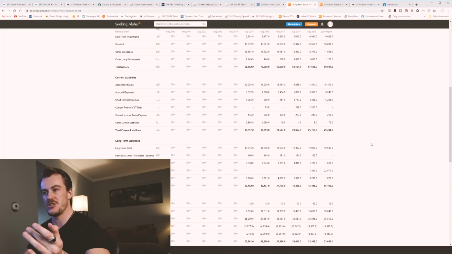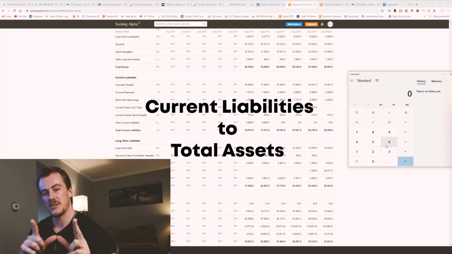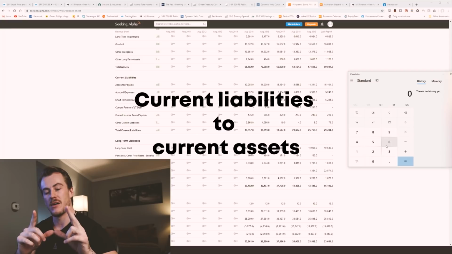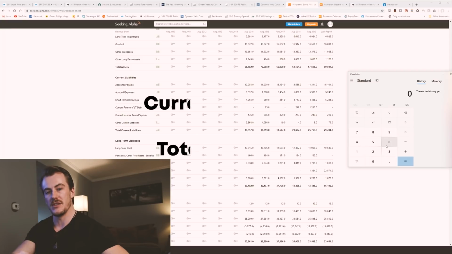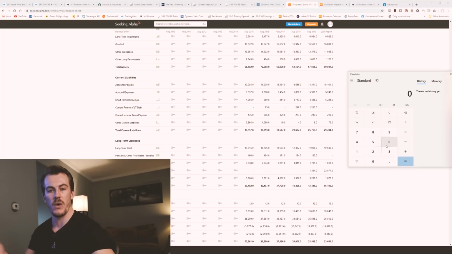But let's jump back to Walgreens. The next thing you want to pay attention to is total current liabilities to total liabilities. This ratio will tell you how much of their debt is due within a 1-year period. You can either compare current liabilities, the 1-year liabilities, to total assets, or compare 1-year liabilities to total liabilities. It doesn't really matter which way you do it, just do it the same way every single time.